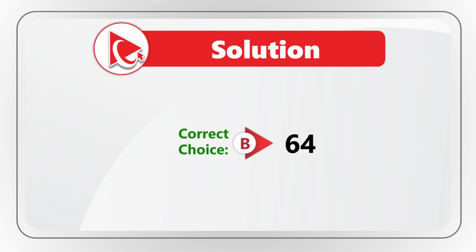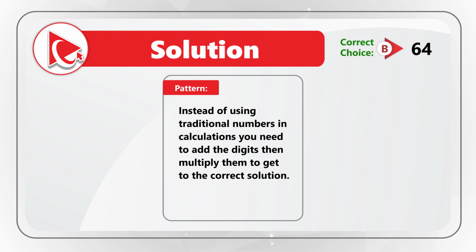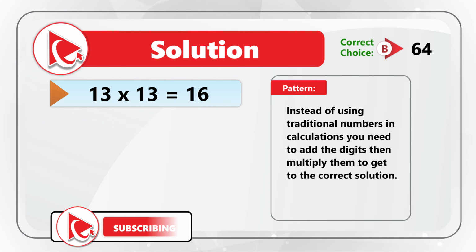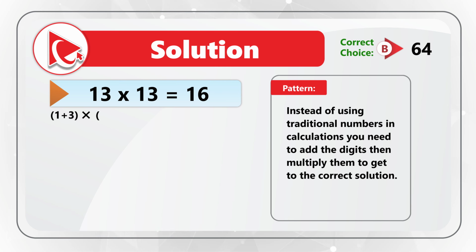The pattern here is that instead of using traditional numbers in calculations, you need to add the digits and then multiply them to get to the correct solution. So let's look at the first expression. 13 multiplied by 13 equals 16. In reality, you need to sum up 1 plus 3, then multiply by another expression 1 plus 3, which would be 4 multiplied by 4, which would equal 16.